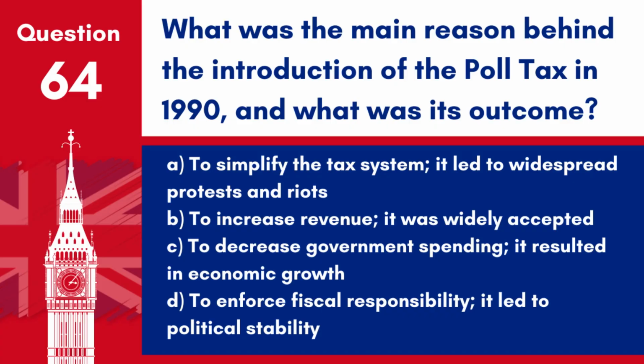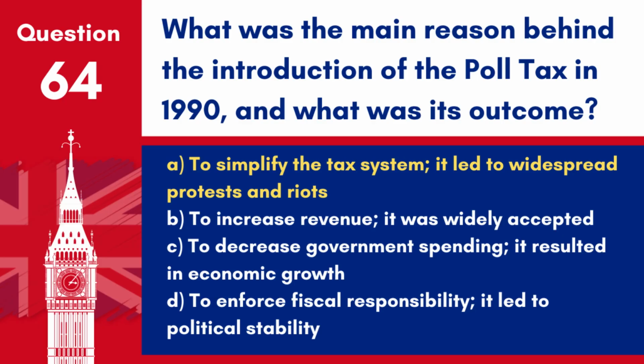Question 64. What was the main reason behind the introduction of the poll tax in 1990, and what was its outcome? A. To simplify the tax system. It led to widespread protests and riots. B. To increase revenue. It was widely accepted. C. To decrease government spending. It resulted in economic growth. D. To enforce fiscal responsibility. It led to political stability.